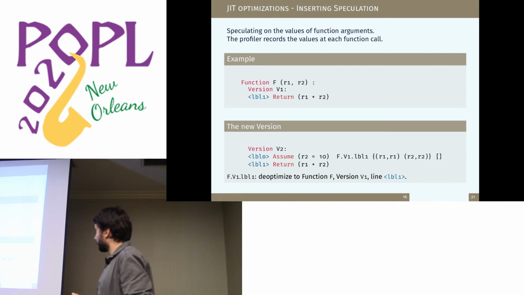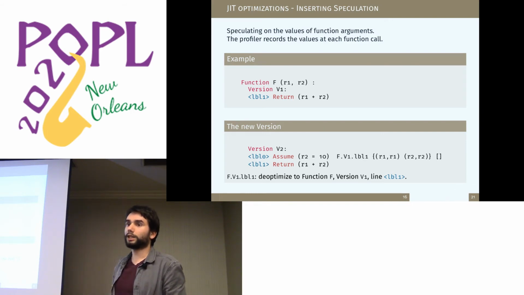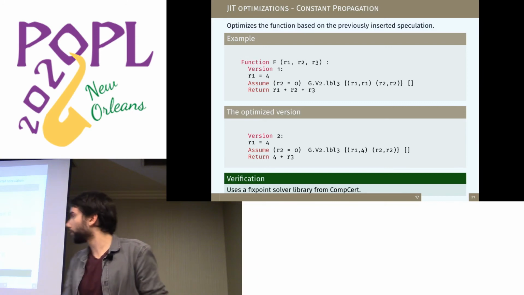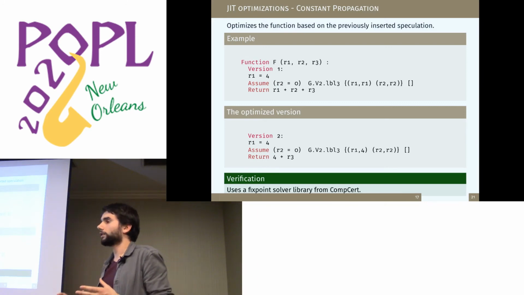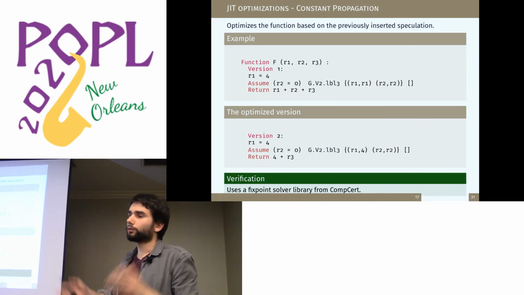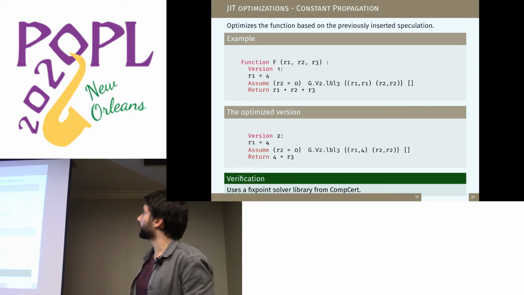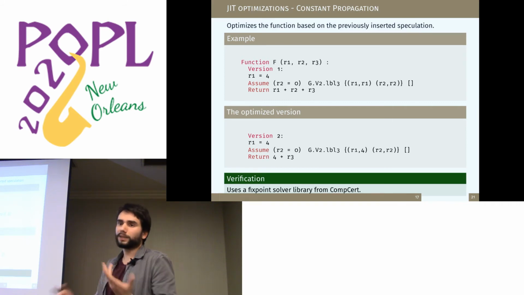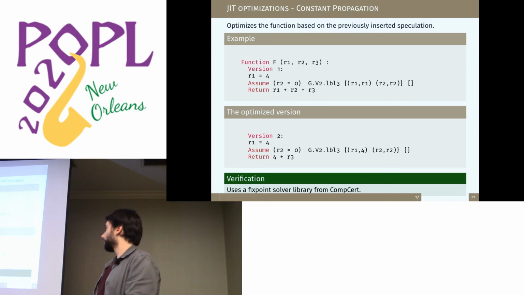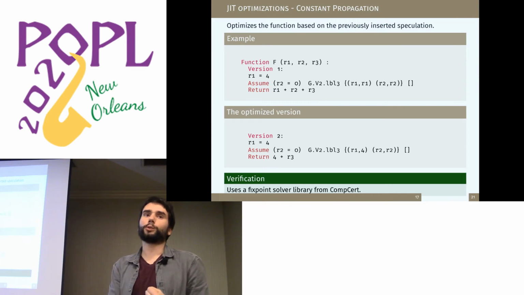Now, because we're only inserting one line and not modifying the rest, we need to actually infer some information from this speculation. And this is what our constant propagation does. So for instance, if you had a program with some speculation and you speculated that register R2 will be 0, then when you transform your program, you want to end up with optimizations where R2 was removed. So this is what we do with constant propagation. We just adapted the standard static compiler optimization to do so. And to verify it, we can actually already reuse a fixed point solver library from Concert.